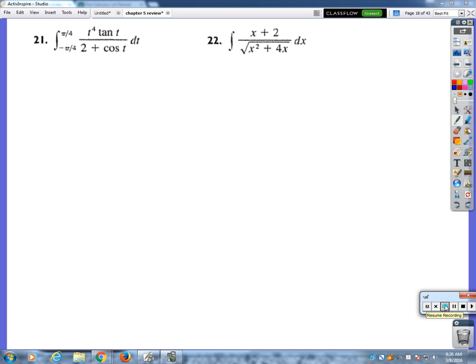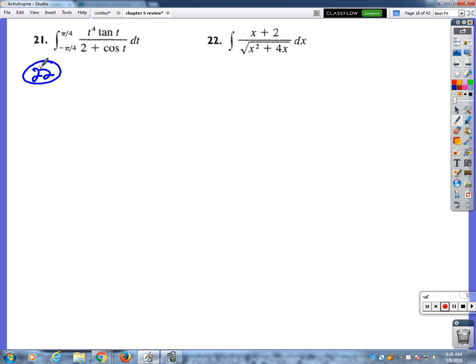Okay, Mackenzie, you want me to start on 22? Yes, please. Okay, what did you use for your U substitution? I didn't yet. Oh, wow. What did somebody else use as their U? I have to figure out what the integration step was first.